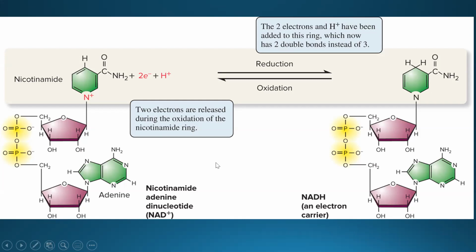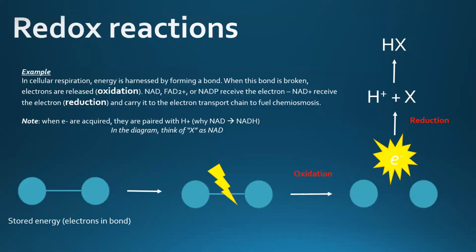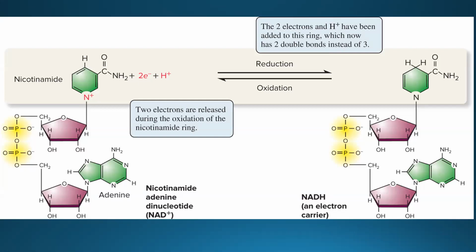Don't freak out about this diagram right now, but what I do want you to know is what was said here. Reduction is where you're gaining an electron. So now you're adding the electron here, and basically you get the new molecule, NADH, it's carrying the electron, and then you can oxidize the molecule because you're going to give up the electron and it comes back to NAD plus.